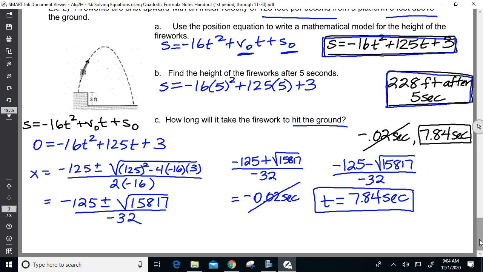So, the position formula is simply modeling motion mathematically, and then doing some computation to solve the problem. With that, that completes section 4.6. If you have questions, please feel free to let me know. Otherwise, have a good one, and I'll talk to you soon.